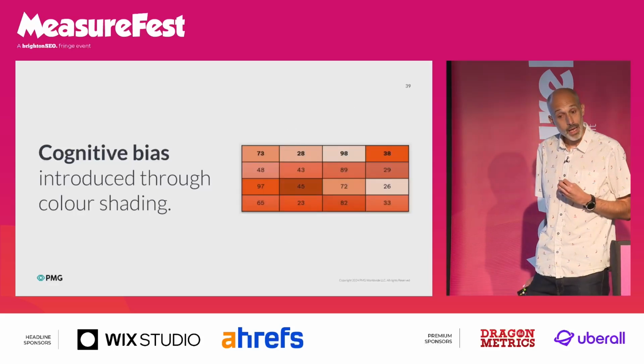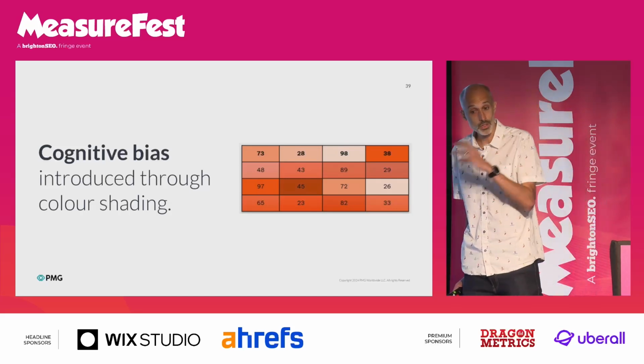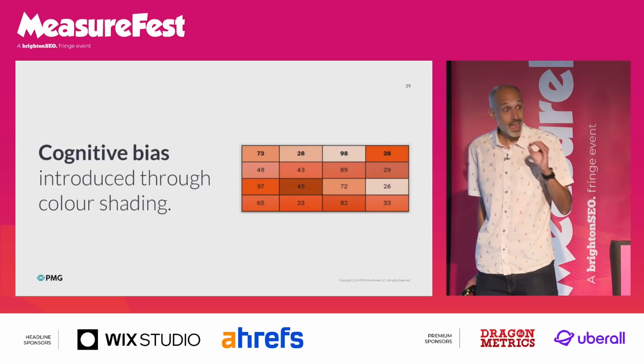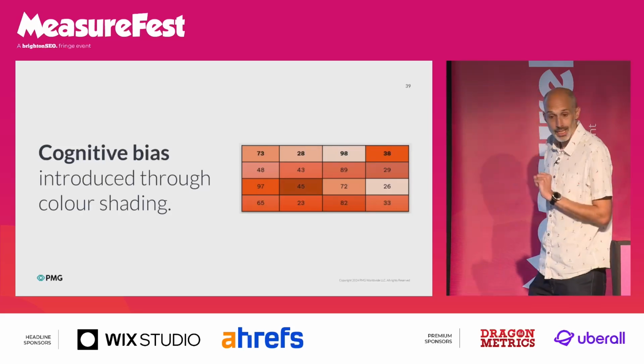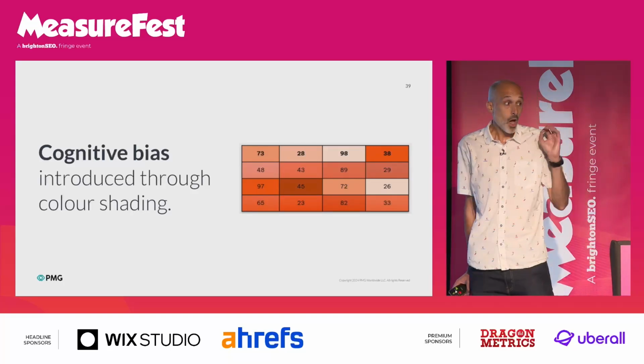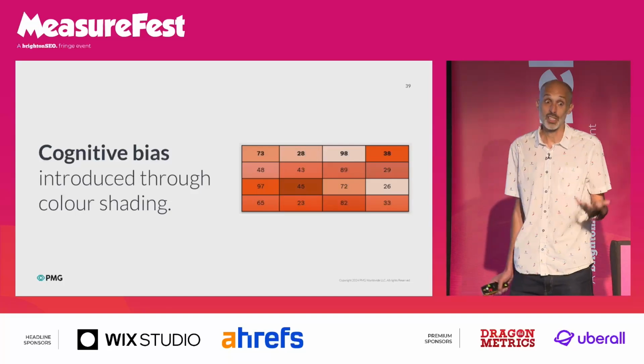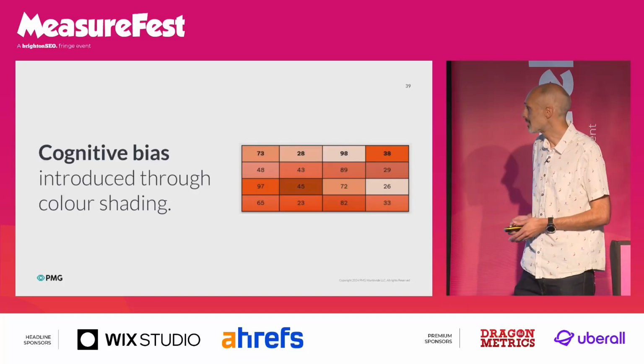Similar can be said for heat mapping as well. So when we're heat mapping, we associate light colors with low values, dark colors with high values. When that logic is not followed, like in this example here, it serves to add confusion and add bias. I'd argue in this visual, if you just got rid of the heat mapping altogether, the table would actually be easier to understand.